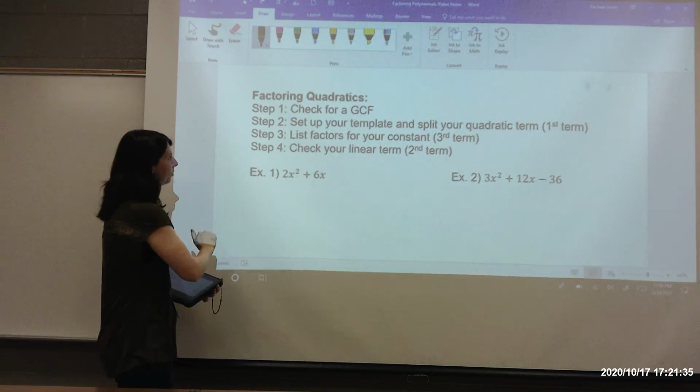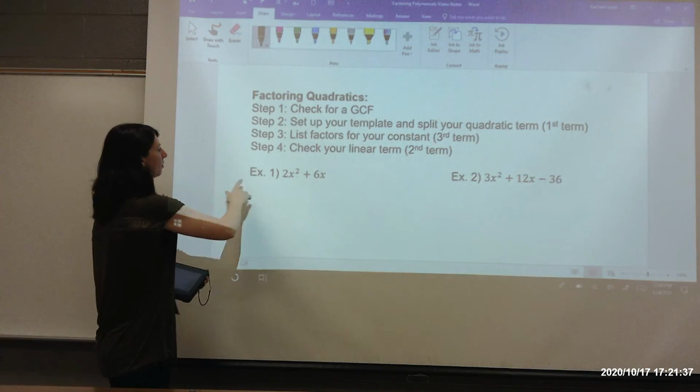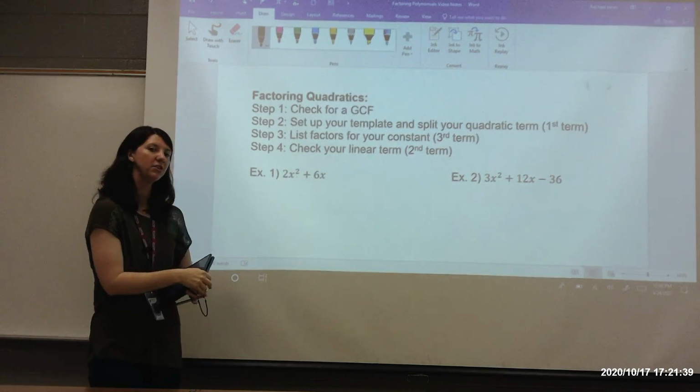Okay, so let's try example 1. First step is to check for a GCF. So I'm going to look here. Does this problem have a GCF?